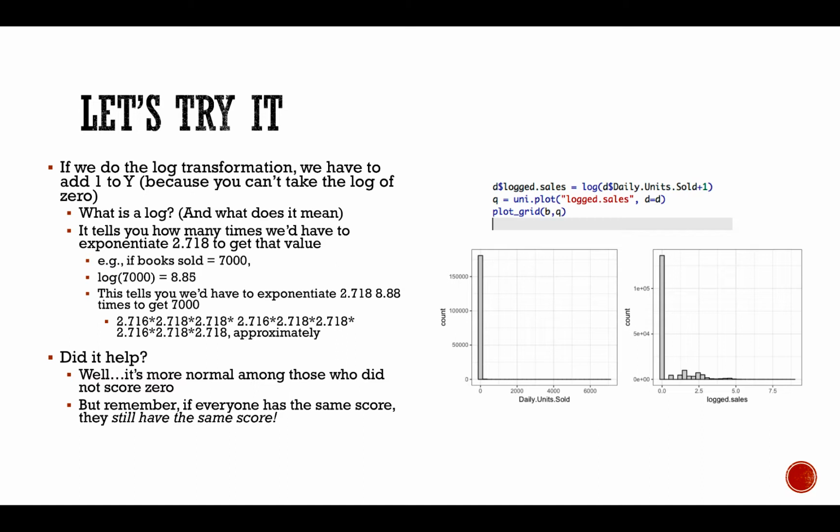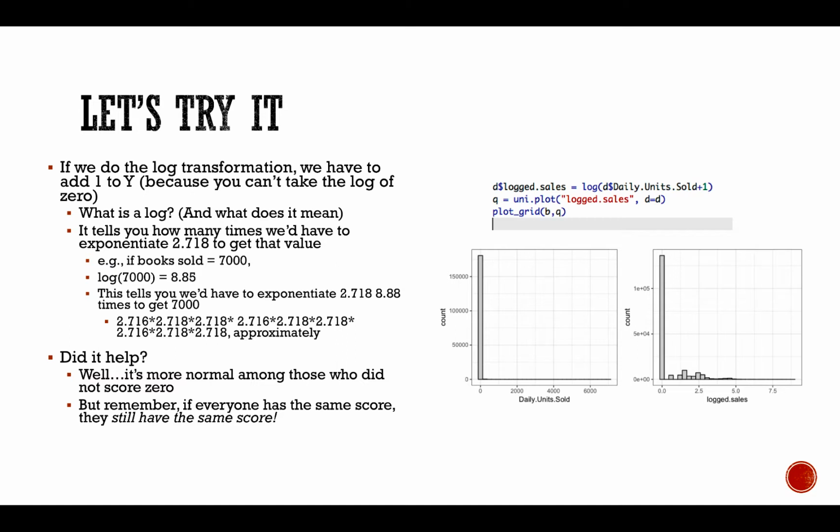If you try to take the log of 0, it's going to give you a value of negative infinity, and that just isn't right, you understand? So what is a log and what does it mean? Well, it tells you how many times we'd have to exponentiate 2.718, which is the natural log base, to get that value. So for example, let's just say that our book sold 7,000 copies. Well, if we take the log of 7,000, that gives us a value of 8.85.